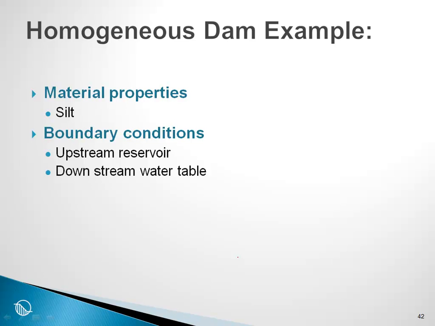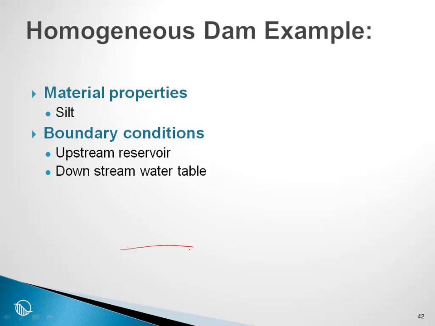Earlier we had defined the regions for a homogeneous dam. Now we are going to create the material properties. We are going to assume that it is a silt, and so we have to define the volumetric water content for silt, and then we are going to estimate the hydraulic conductivity from the volumetric water content function, and then we are going to have to define some boundary conditions and apply the boundary conditions.